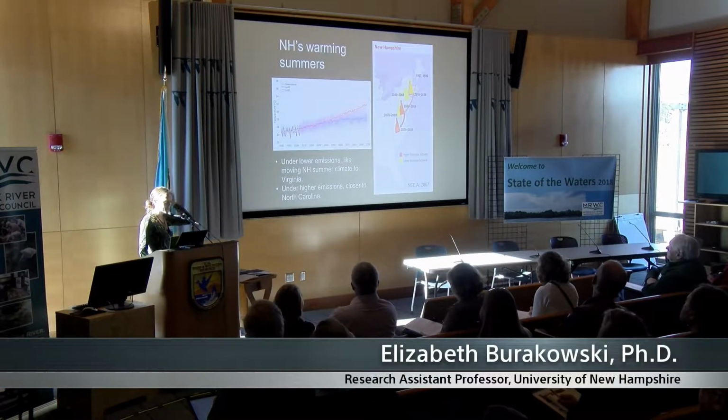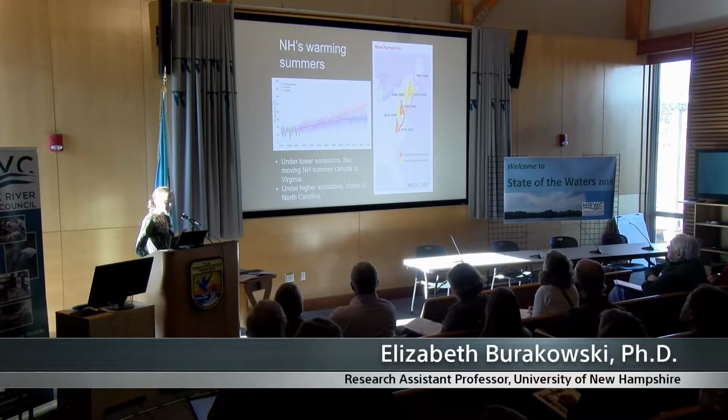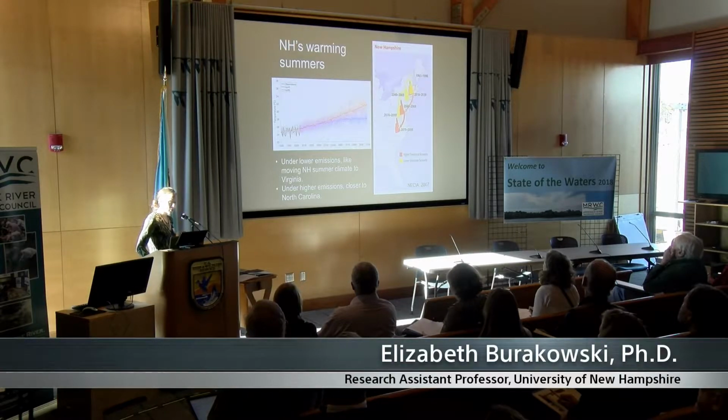When we think about New Hampshire's summer warming, this is that same sort of graph, right, showing out to the end of the century there, 32 degrees centigrade under higher emissions, maybe 28, so it's about a 4-degree difference. When you think about where New Hampshire is today, well, this is 1960 to 1991, and where it would be at the end of the century, under a higher emission scenario, it's going to be more like Virginia or North Carolina. Under lower emissions, probably more like the DC, Virginia area.